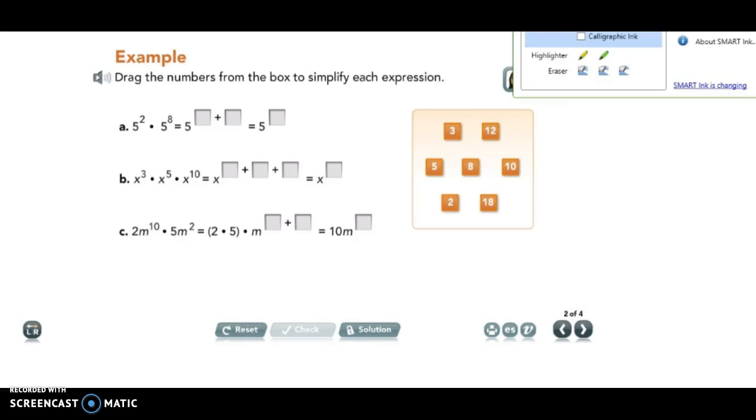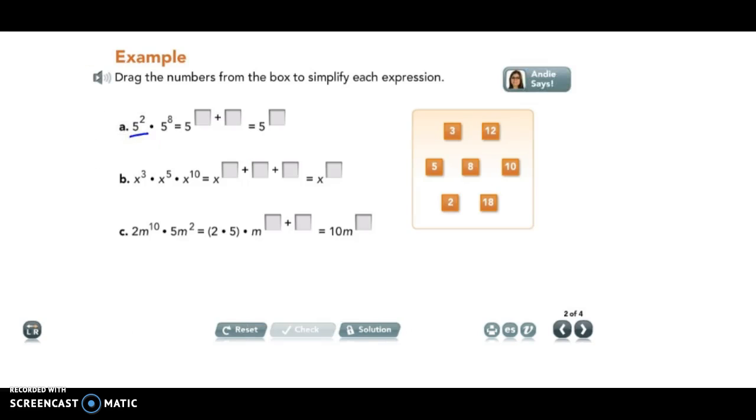Okay, so here we have 5 to the 2nd power times 5 to the 8th power, and we had said this is going to be 5 twice, and then we have 5 8 more times. And then we want to know how many 5s total. Well, this is 8, and this is 2, so that gives us a total of 10.